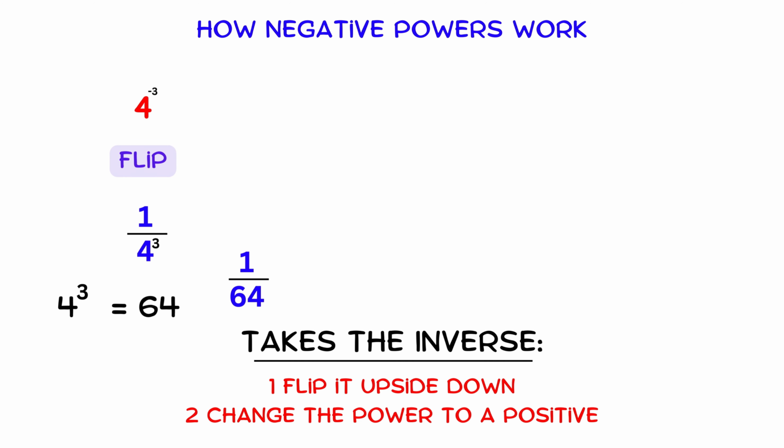So for this next one, x to the power of -5, you would flip it to get 1 over x, and then change the power of -5 to positive 5. So our answer would just be 1 over x to the power of 5.